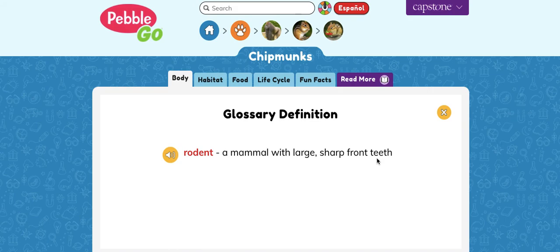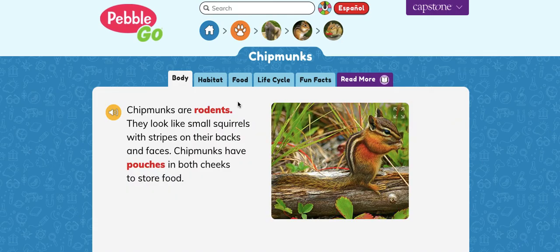How can I get out of this and back to my body article? Can I click on body? Yes. Can I click on this X? Yes. Click on the X. Here we are, back at our original starting point, the body portion of the chipmunk article. And we see another word has a definition. You can click on it if you'd like. I'm going to move on.